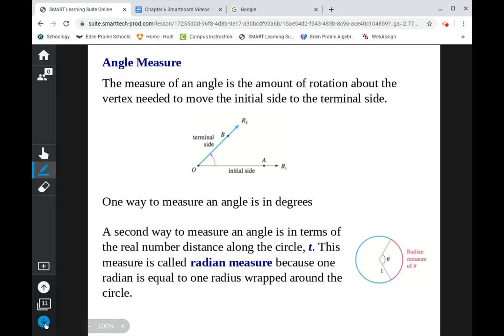A second way to measure an angle is in terms of the real number distance along the circle, t. This measure is called radian measure because 1 radian is equal to 1 radius wrapped around the circle. So I want you to think about this here. If this is my angle theta, when we talk about radian measure, 1 radian is equal to 1 radius wrapped around the circle.